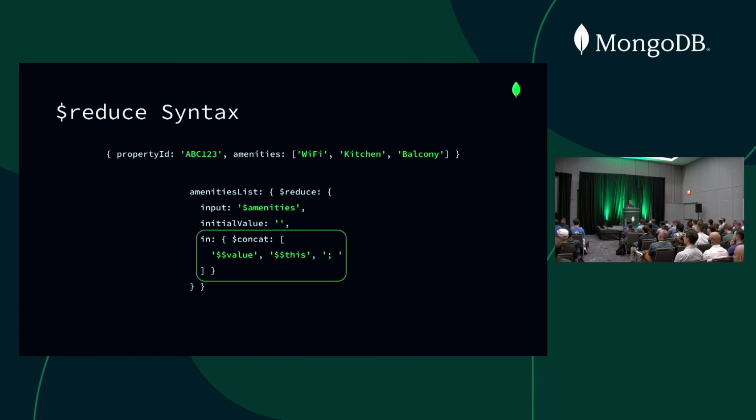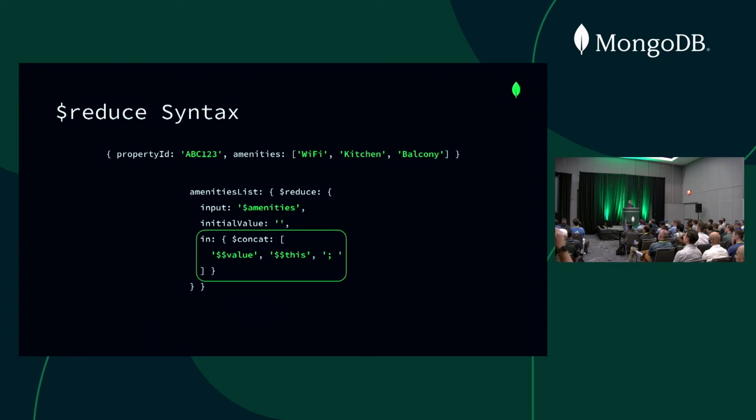So if you think about what this $concat's doing, we start with $value, which is equal to the initial value of an empty string. And we're going to concatenate $this. And in this case, if you remember back to map, our array elements are going to default to being called $this in the in stage. So the $this for the first element is Wi-Fi. We add that to the empty string, and then we concatenate the semicolon space to the end of that. And we follow through, we do that to the next stage. So the value of $value on the second element will be Wi-Fi semicolon space, and so on until we reach the end of the array.